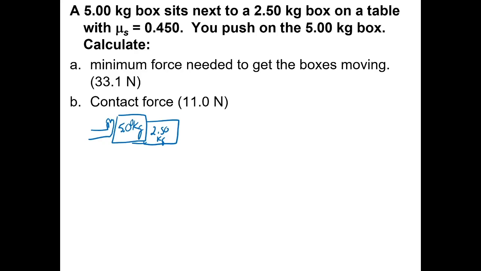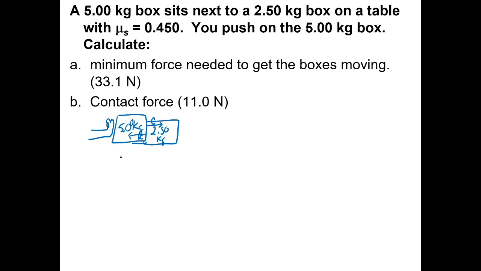There's static friction here. And I wanted to do this problem because I thought it was important. It not only addresses friction, it addresses the contact force. We're not touching the 2.5 kilogram box. The only thing that can move it forward is contact. And for every force, there's an equal and opposite force, so that 2.5 kilogram box will push back on the 5 kilogram.